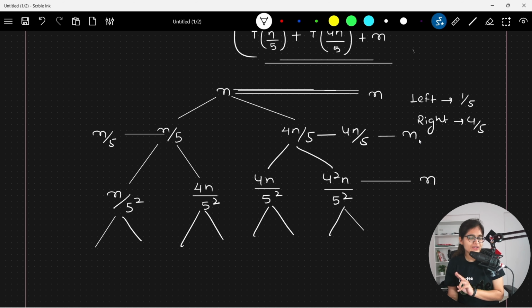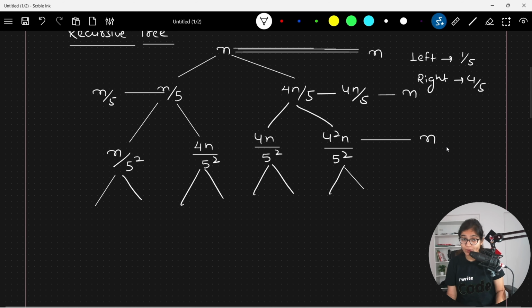Second thing that we are observing is that when we are moving towards the left side of a recursive tree, we are multiplying our value or our data elements by 1 by 5. And when we are moving towards the right side, we are multiplying the values by 4 by 5. And this is a kind of a recursive tree that we are trying to generate here, right?